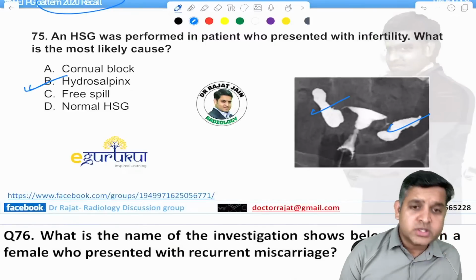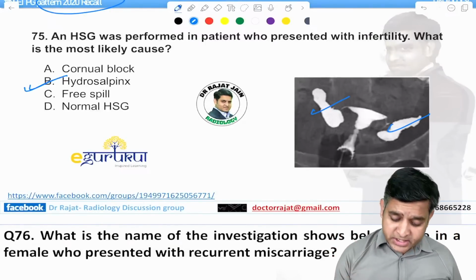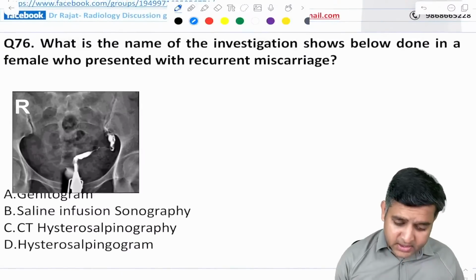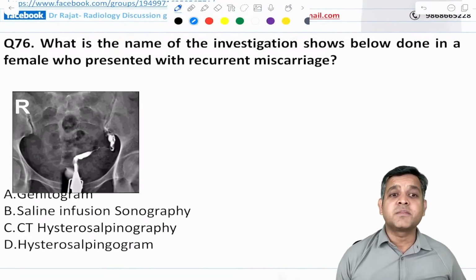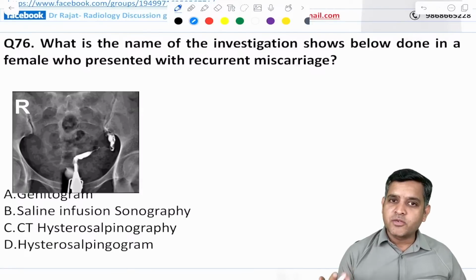Bilateral hydrosalpinx. Now in HSG, they can ask a very simple question. Like in 2021, they gave this image and they asked, what is the name of the investigation?